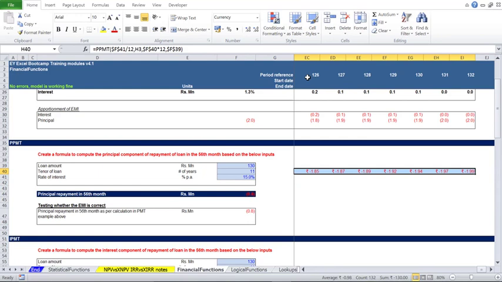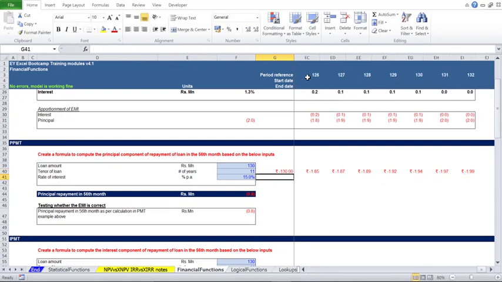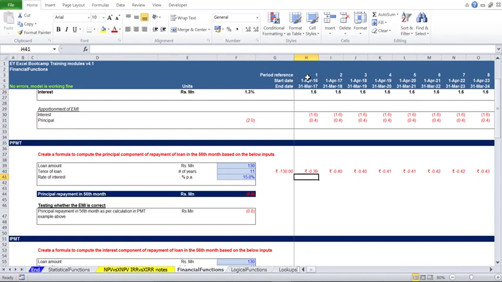And there we go. As you can see, the sum of these principal repayments will be nothing but the total loan amount, which is equal to the loan amount. This is how we calculate the yearly or the periodic principal repayment for a particular loan.